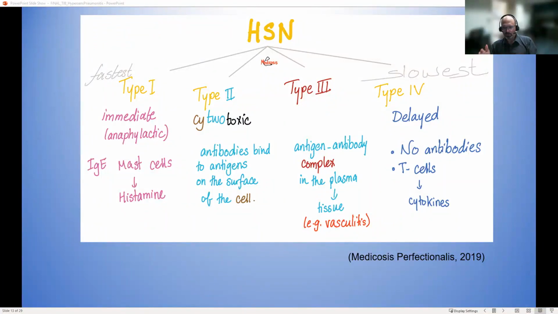And type 3 is antigen antibody complexes. It's within hours. And type 4 is more of days, about a lot of places I've read about are 1 to 3 days. It's a delayed response, no antibodies involved, it's cell mediated.